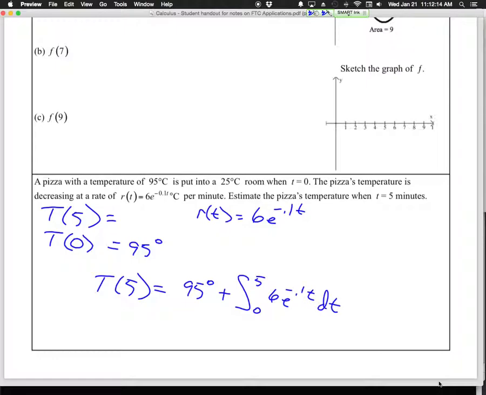Punch that in your calculator. How do I know I'm dealing with a derivative on here? What in this problem told me that function right there is a derivative? Rate. Anytime you hear the word rate, that tells you you're dealing with a derivative. So that's why I knew it had to be inside. Because if I'm dealing with degrees Celsius per minute and I integrate that, what do I get? I get degrees Celsius. And that's what I'm looking for. So let's punch that in and see what we get.